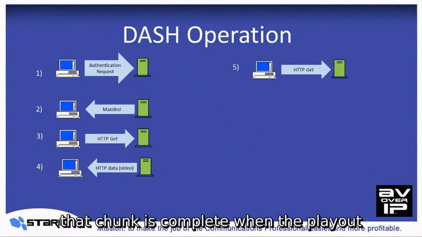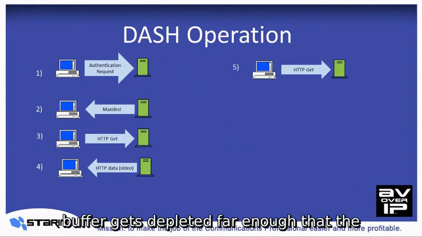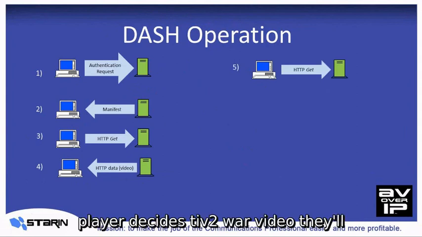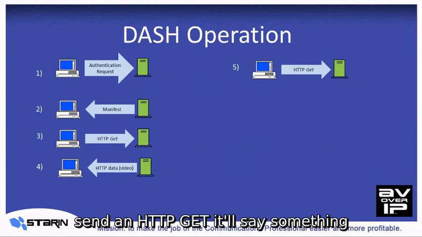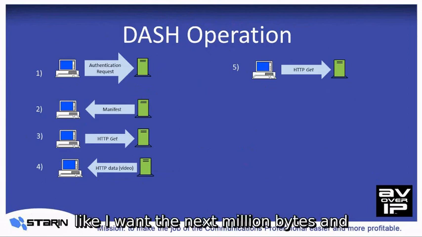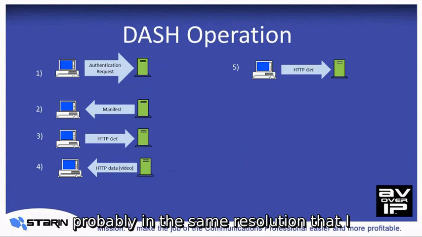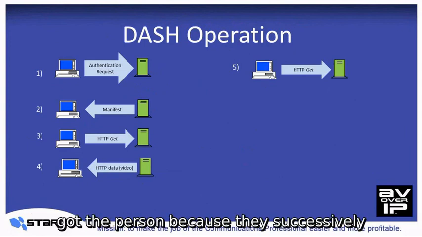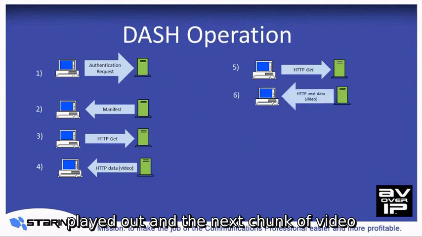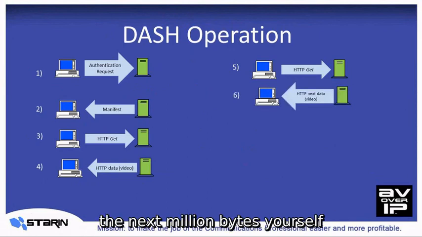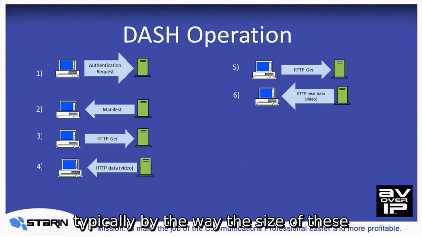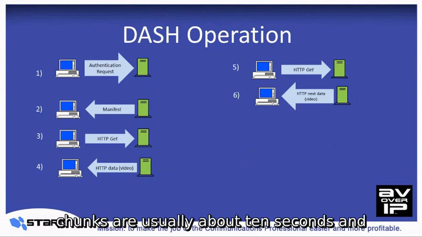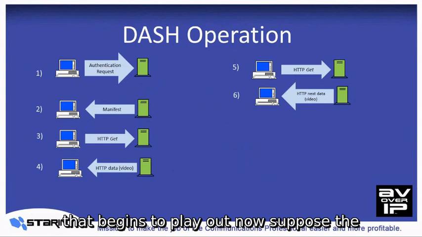When that chunk is complete, when the playout buffer gets depleted far enough that the player decides, gee, I need some more video, it'll send an HTTP GET and say something like, I want the next 1 million bytes, and probably in the same resolution that I got the first 1 million because they successfully played out. And the next chunk of video, the next 1 million bytes or so. Typically, by the way, the size of these chunks is usually around 10 seconds, and that begins to play out.